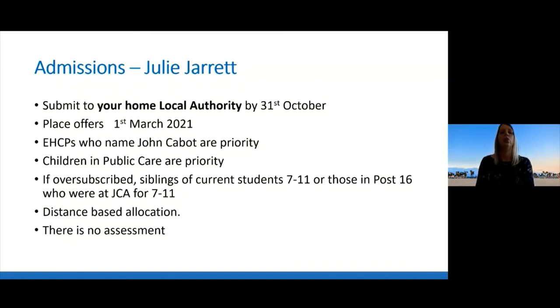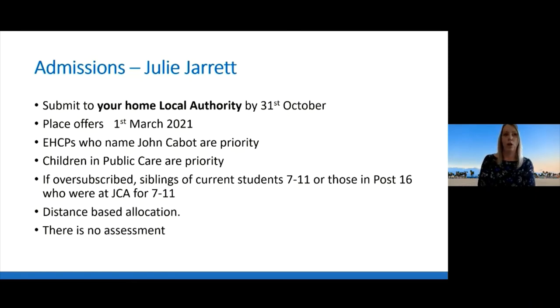I just want to talk through the admissions process if you want your year 6 child to join us in September. So the closing date for applications is the 31st of October, and you need to submit these applications to your home local authority. You will then find out on the 1st of March whether your application has been successful. Students with EHCPs do not need to apply through this process. They will follow the arrangements set out in the SEND Code of Practice, and John Cabot will need to be named on the EHCP, the healthcare plan.